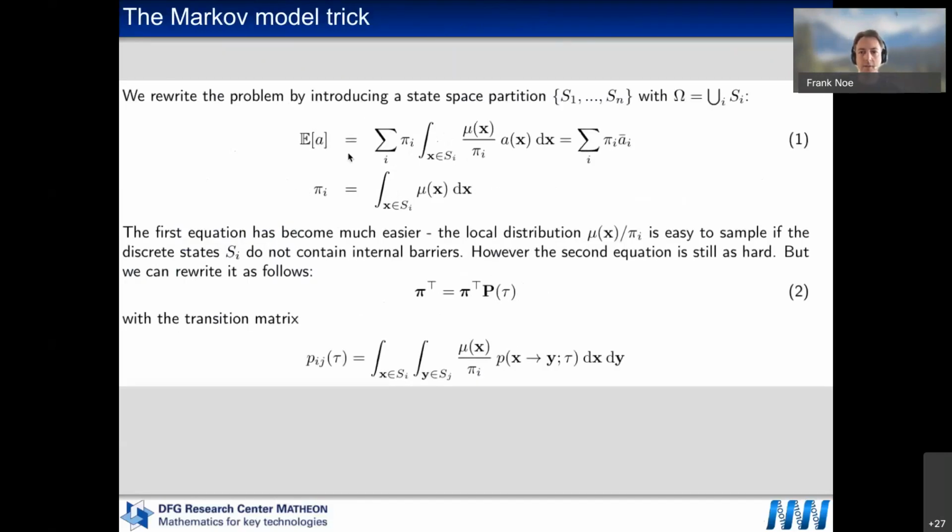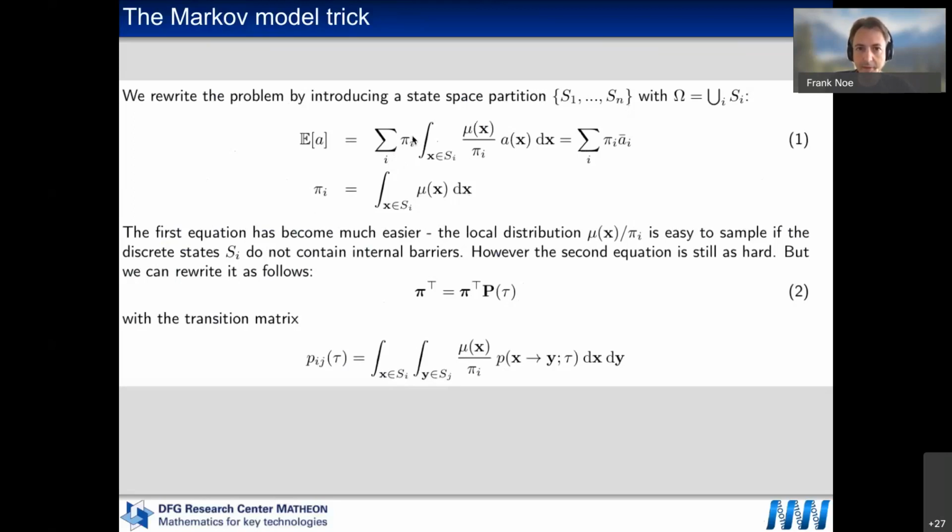Okay, so how can we make this easier? We can rewrite the expectation value of a function a, of an observable a, equivalently in this form. That's the same as the integral I've shown you before, it's just reorganized. And we have now introduced a partition with n states. So we have partitioned the state space into n states, S1 to Sn, indexed with i. And now every state i has a probability to be in. That's just the integral over all of the probabilities in the state.